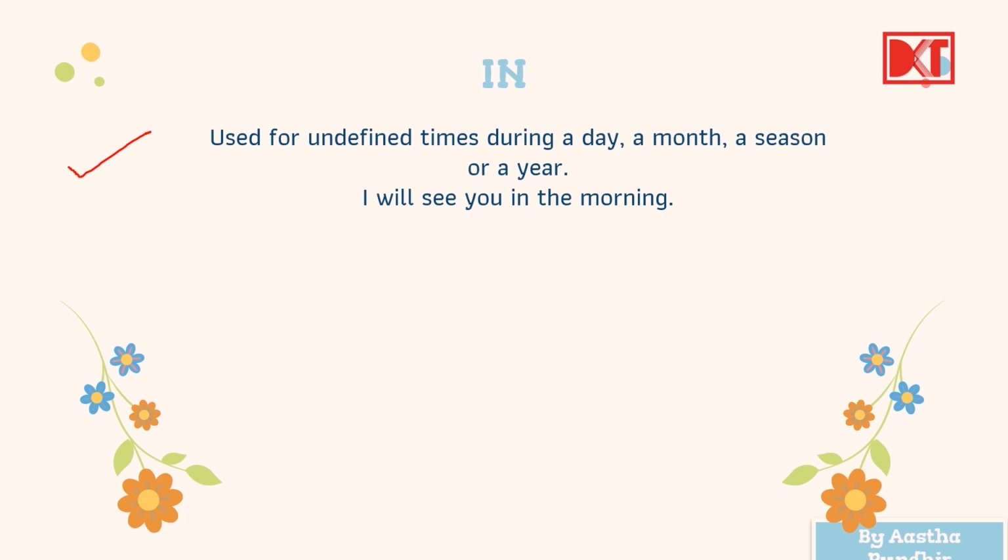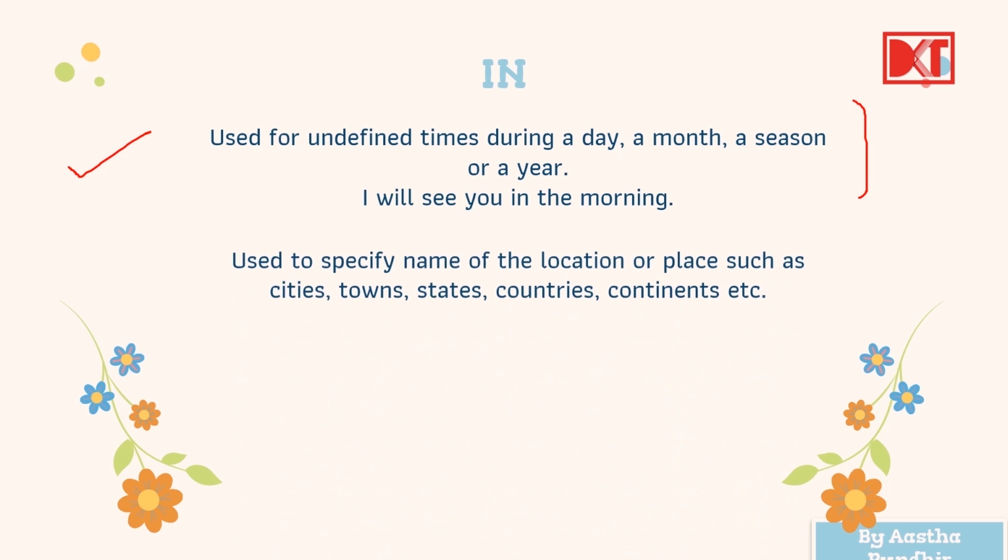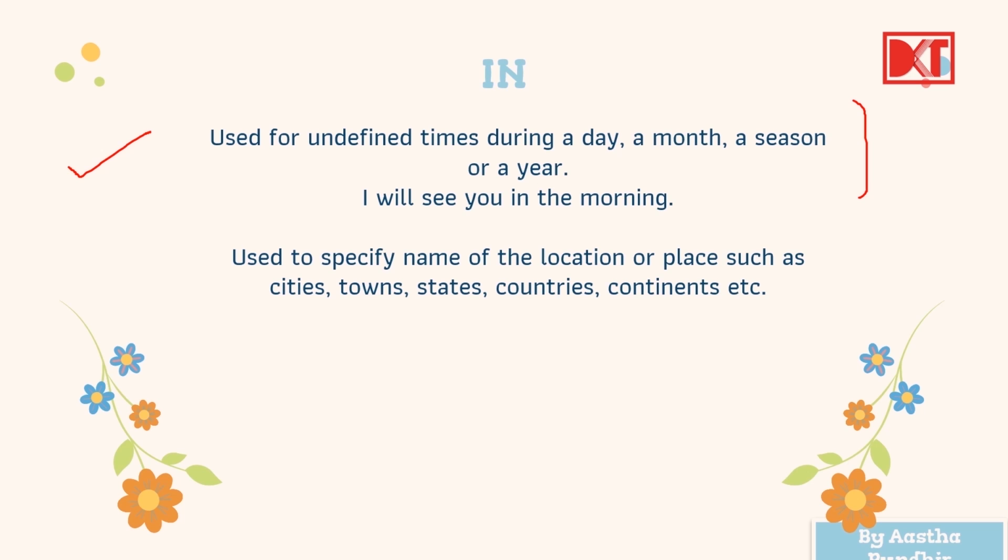For example, if I say, I will meet you in summer. So again, that is an undefined time during a year, like a season. So that's when we can use "in". And otherwise, when we have to specify the name of a location or place, like any cities, towns, states, countries, continents, etc. Like if you say, my family lives in Sri Lanka.